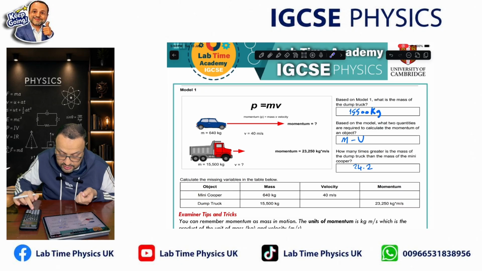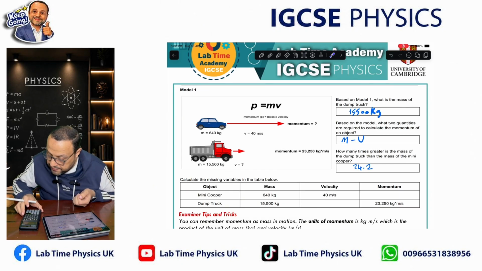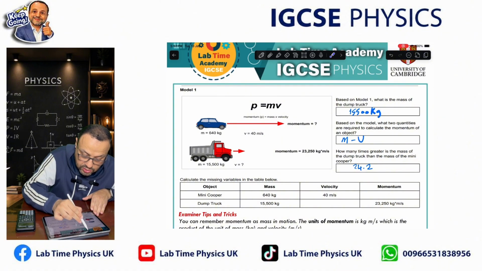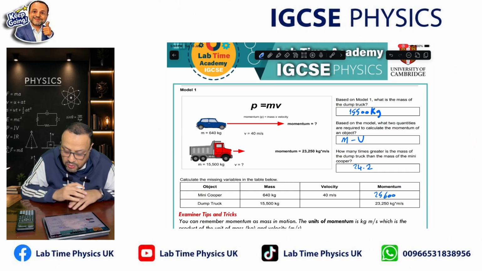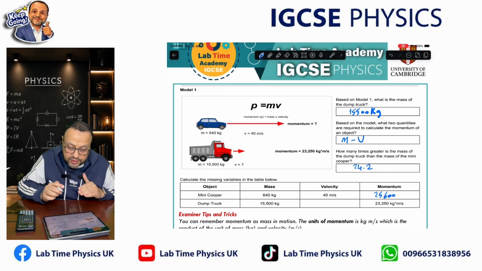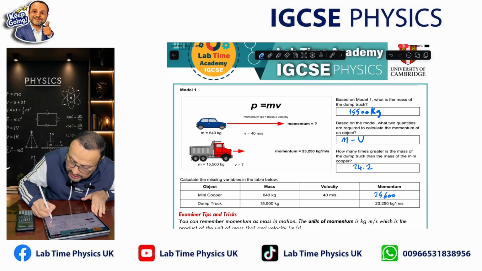640 times 40 equals 25,600. What about the unit? Its unit will be the unit for the mass and velocity. So it will be kilogram dot meter per second.